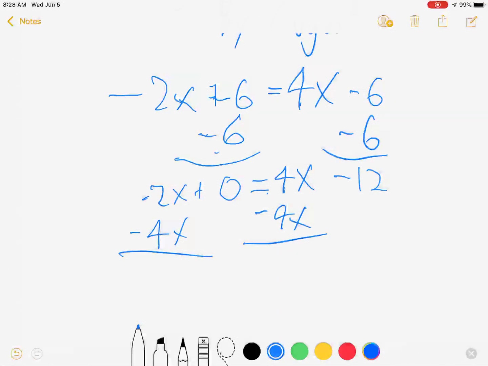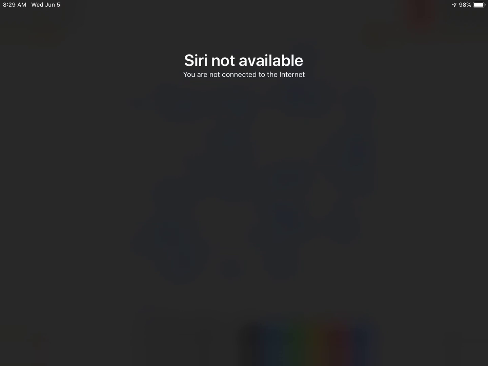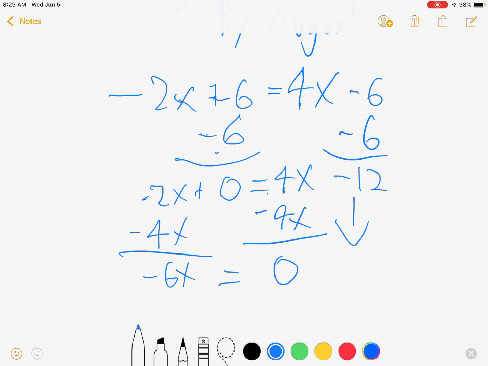If this were the case, this would become negative 6x and this would become 0, because it's canceling each other out, just like I said. Then this would become 0, this would become 6x. So since we left out the 0, this becomes the equal, and we have to bring down 12, so to put the minus 12.